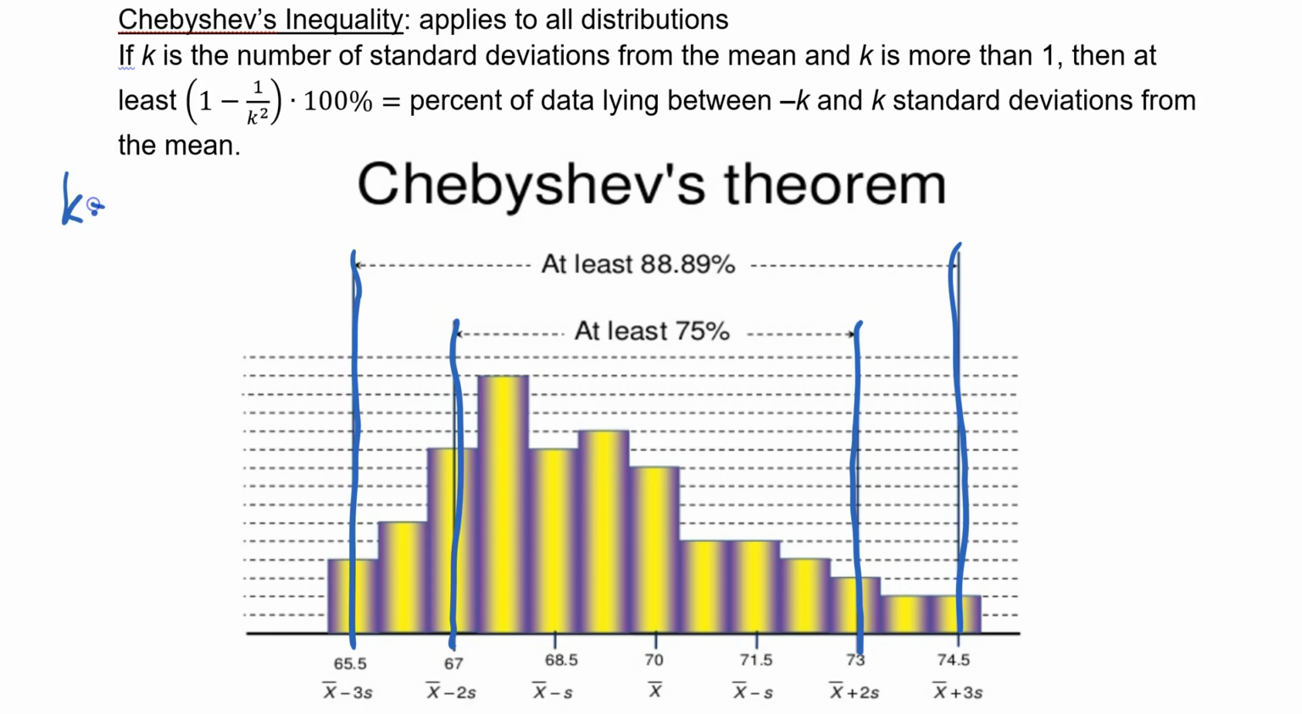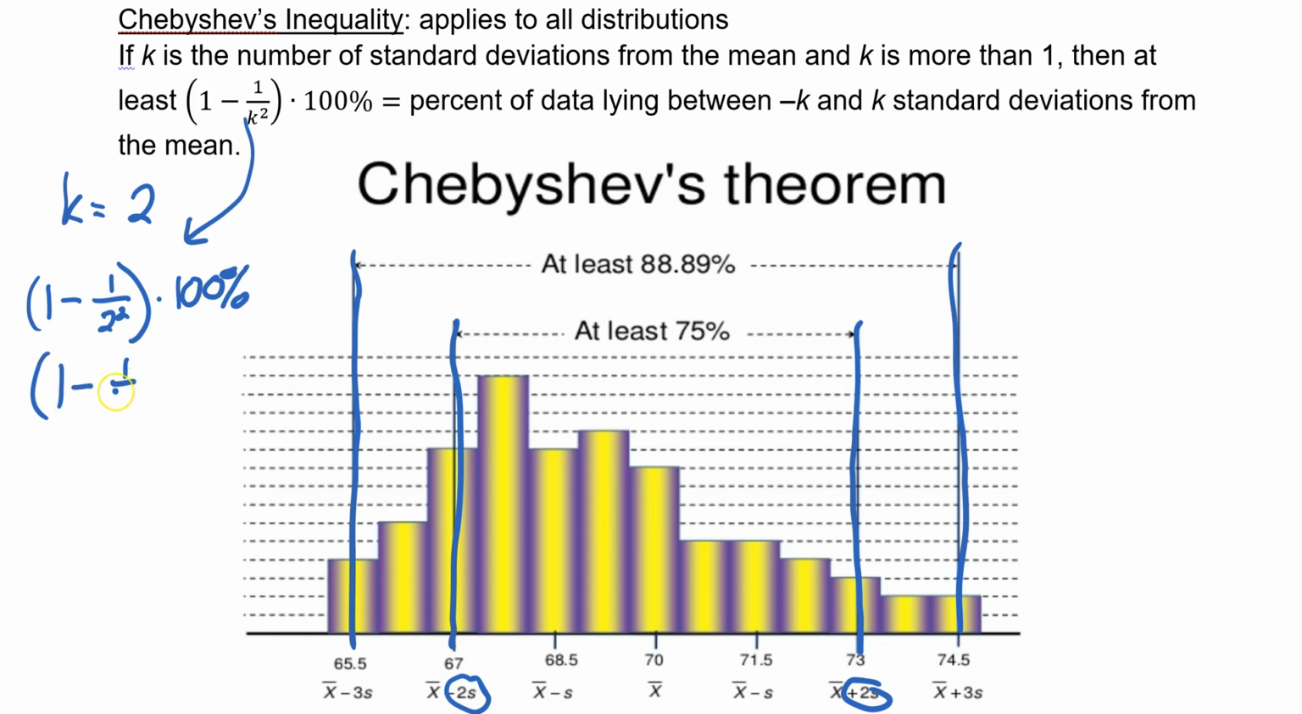Just in case you want to see a calculation with this, let's just say I wanted to have k equal 2. Remember, k equals 2 represents 2 standard deviations from the mean. I would take the formula and substitute in the value of 2. So I would have 1 minus 1 over 2 squared, and I'm multiplying this by 100%, just to change it to a percentage. This would simplify to 1 minus 1/4, and 1 minus 1/4 is 3/4. 3/4 of 100% is 75%. This verifies that within 2 standard deviations of the mean, there should be at least 75% of the data.